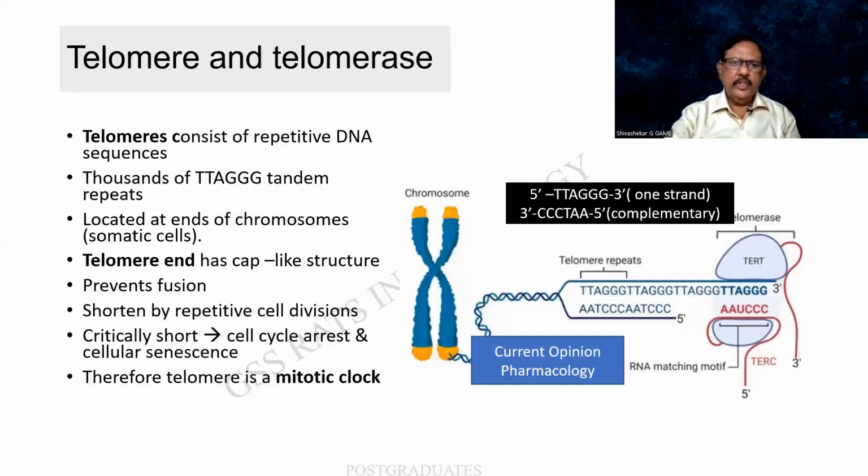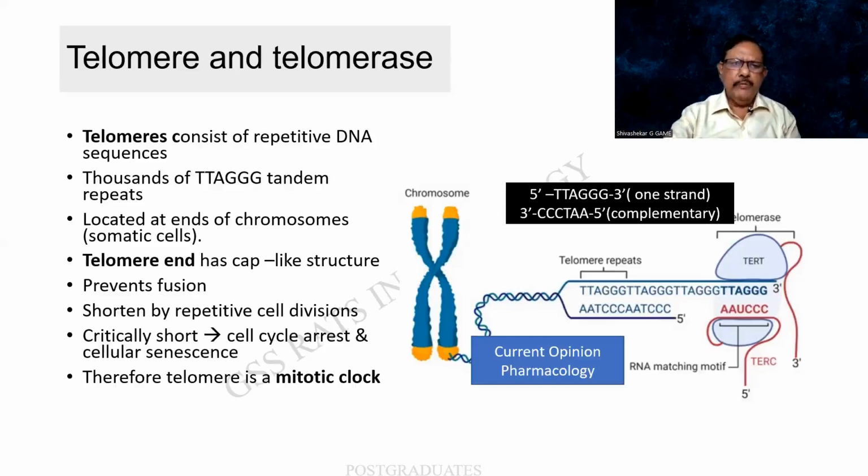The telomeres consist of repetitive DNA sequences. Look at this one, TTA-GGG. And it is being complemented by CCC-TAA. So there is a primary one and then a complement of it. These two together form the double strands of it. And the telomere end has got a cap which might not be virtually affecting the chromosome, but literally protects it.